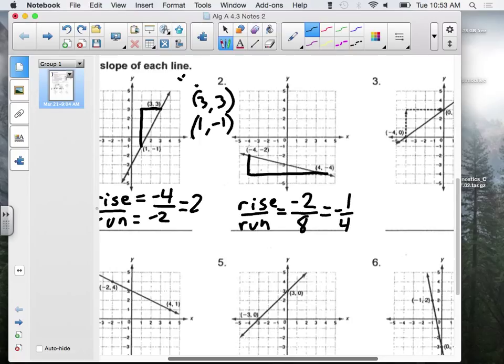This would be a good time to tell them we're not going to represent slope as decimals at all. We will not be making these into decimal points. So when you're finding your slope, leave it as a simplified fraction. So what are you not going to put for this one? -0.25. Right. Okay.